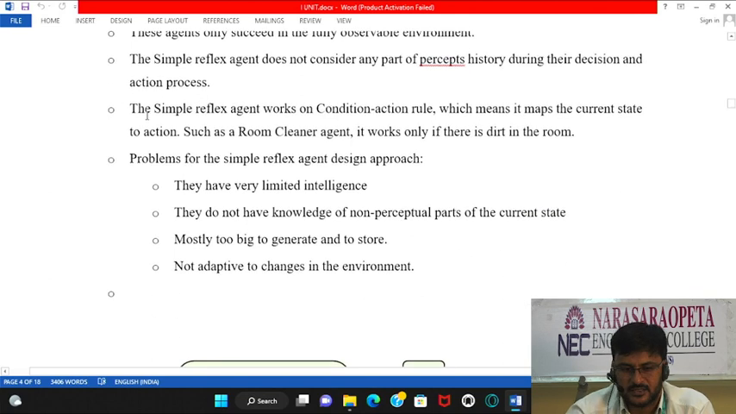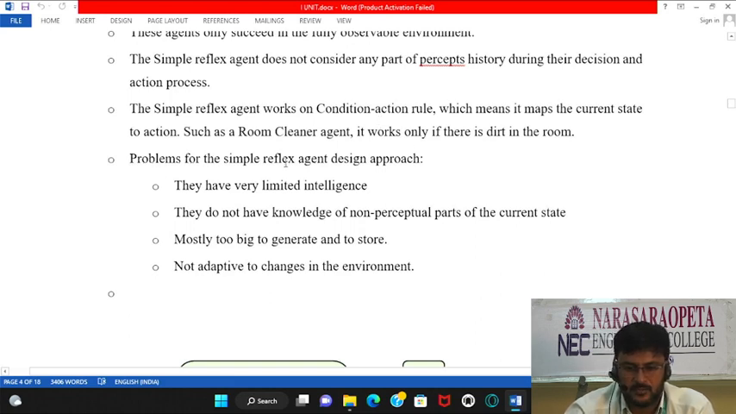An example is a room cleaning agent. It works only if the room is dirty. If the room is dirty, it will clean it. That is the example.